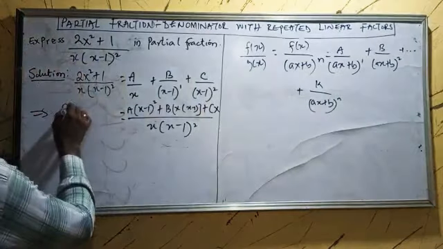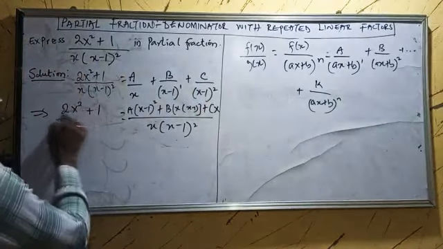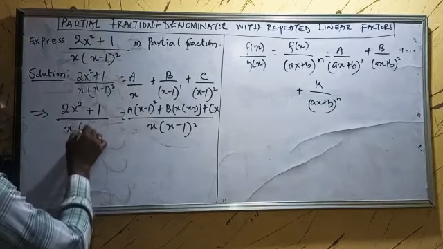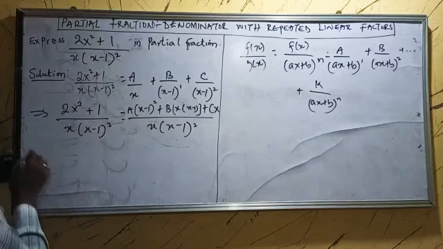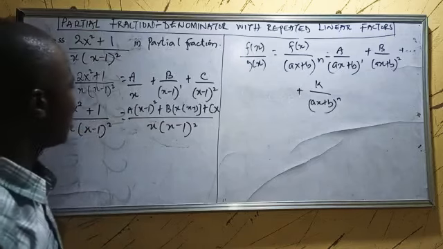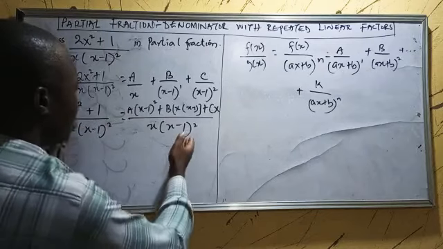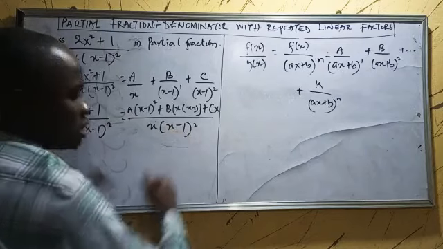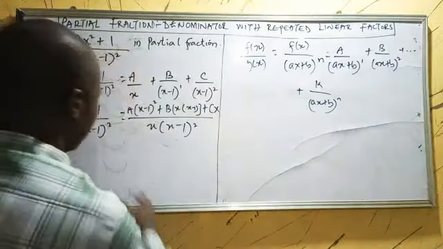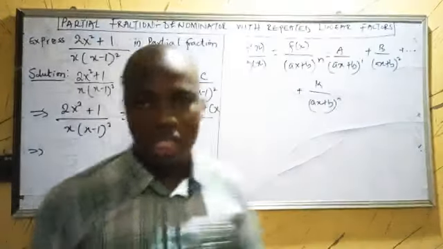So try to write this one back: 2x squared plus 1 over x minus 1 all squared. So now from here, what's the next thing to do? We are trying to make this one in a linear form by clearing the fraction. So how do we clear the fraction here?